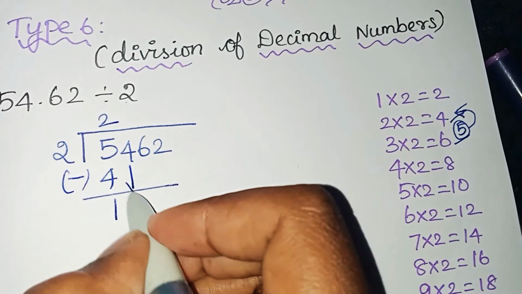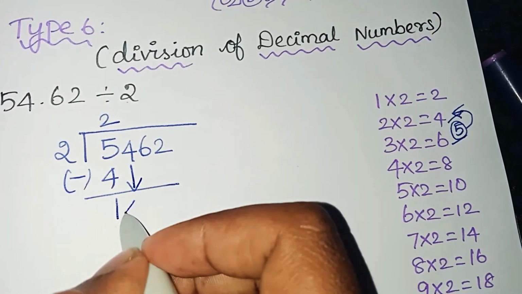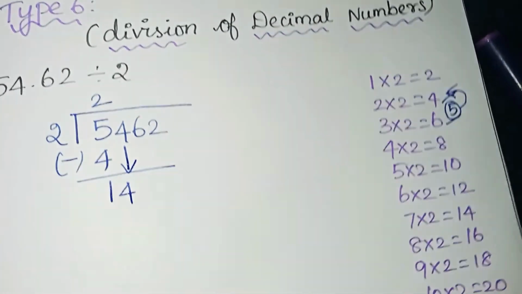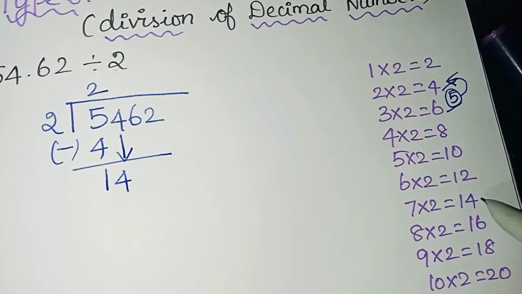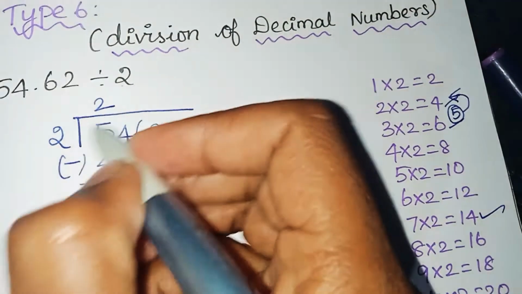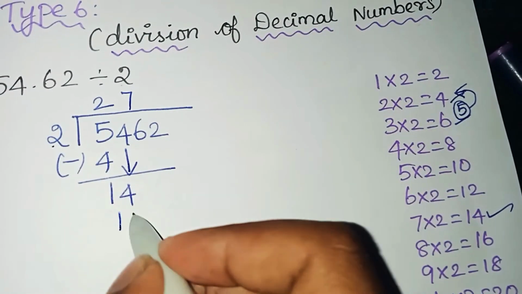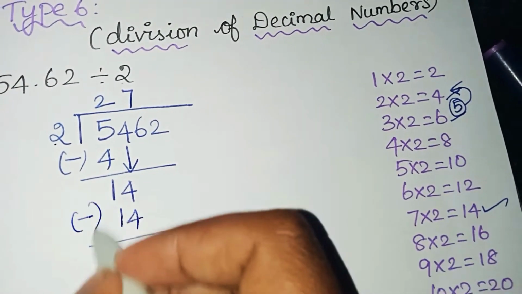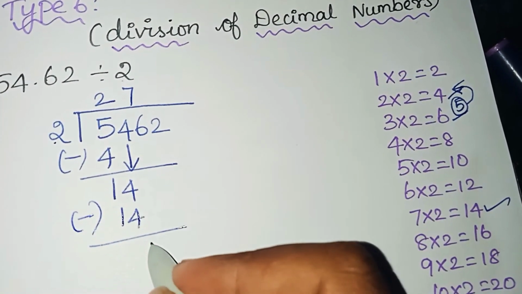What is the next step? Next step is you have to, first digit over, you have to bring second digit 4. We get 14. Check the second table, we get directly 14. How many 2s are 14? 2 into 7 we get 14. Next step is subtraction. 14 minus 14, 0.